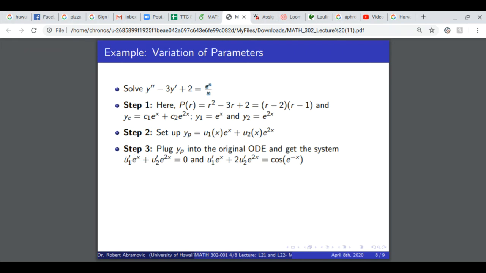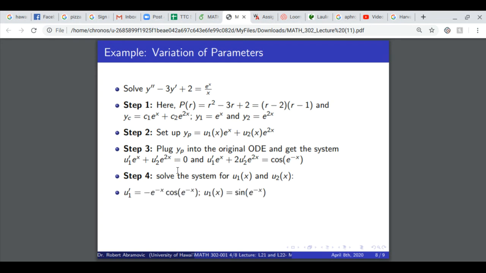So remember here that it's always u1 prime times y1 plus u2 prime times y2. And this is the same thing, but now y1 is replaced with its derivative. Here, the derivative of e to the x is just e to the x. y2 is replaced with its derivative, in this case, 2 e to the 2x. Differentiating e to the x is usually pretty straightforward. So that's why the method of variation of parameters can be pretty straightforward, provided you solve for u1 prime and u2 prime. Step 4, solve this system.